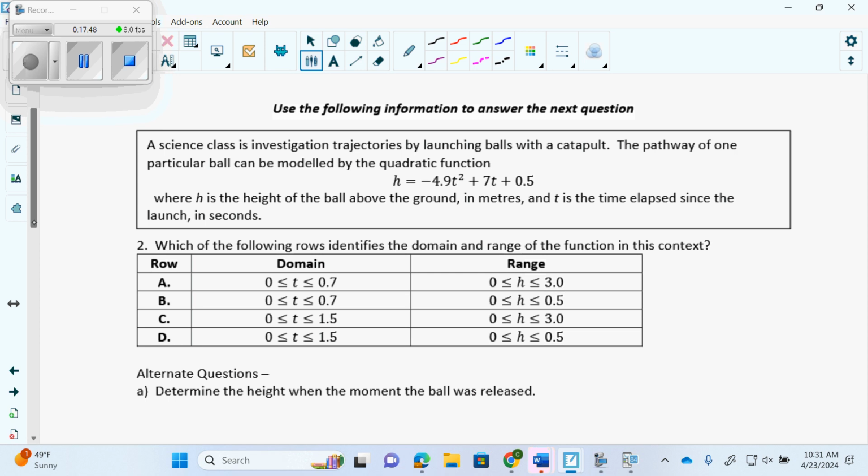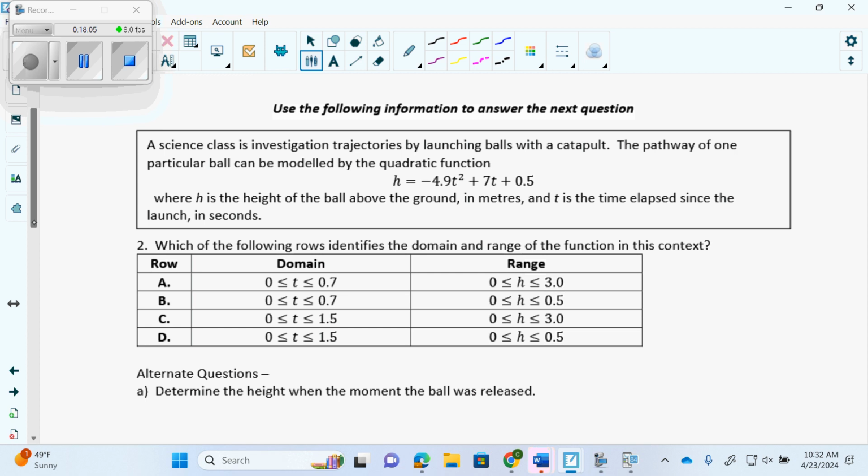The pathway of one particular ball can be modeled by this quadratic function. Quadratic functions are degree what? 2. What's the largest exponent? 2, and that's the degree. So for cubics, the largest exponent is a 3, so it's degree 3.